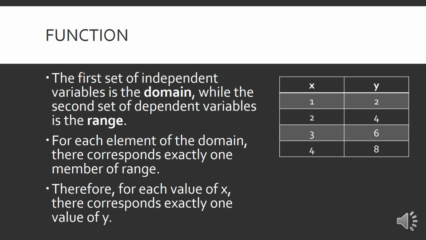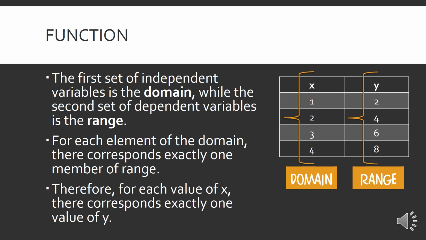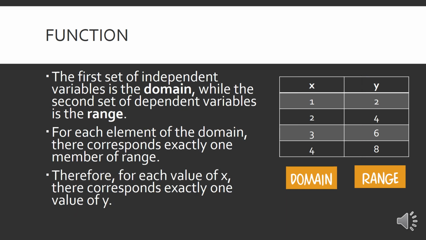The first set of independent variables is the domain, while the second set of dependent variables is the range. For each element of the domain, there corresponds exactly one member of the range. So y is known as the dependent variable because it depends upon the value of x. Therefore, for each value of x, there corresponds exactly one value of y.